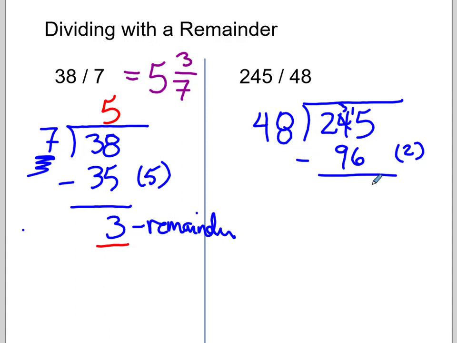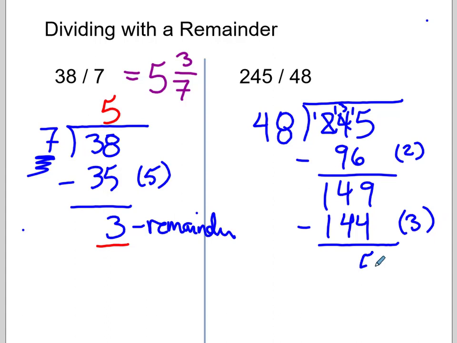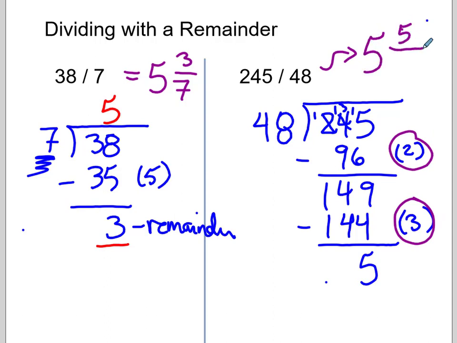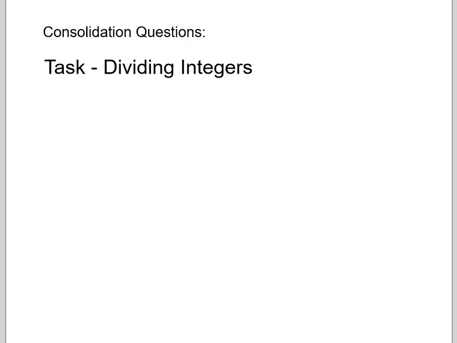I got to borrow and bring over, so I got a 9. Okay, 149 left over, so I can definitely take one more group of 96. But you know what? If I take another group of 48 on top of that 96, then that should be less than 149. I'm kind of comfortable with that, so let's try that for now. So that's 144, and that's 3 groups of 48, and when I subtract those, I have 5 left over, and that is my remainder. So this guy up here would be 5 full groups of 48, and I would have 5 remaining out of the needed 48 that I'm looking for.